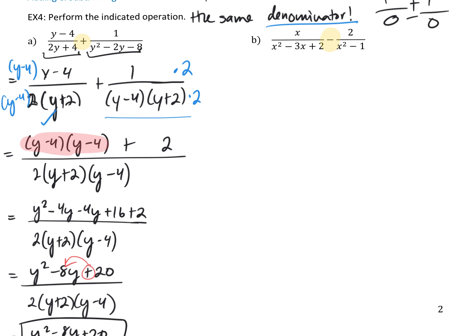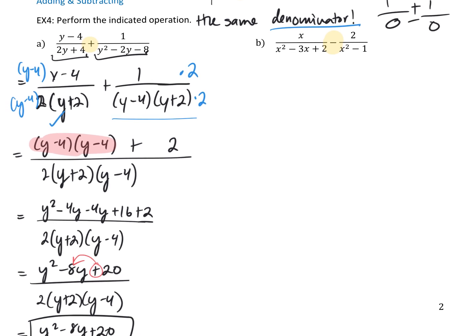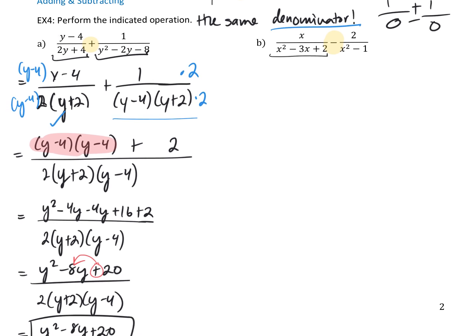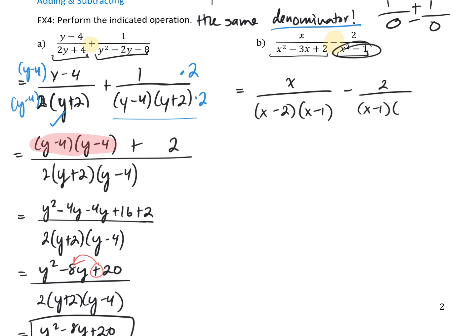Again, we're trying to subtract fractions, and in order to do that, we need what? That's right, we need a common denominator, and currently, these two look nothing alike. So again, what's my plan? Factor, and then build up to create a common denominator. So the bottom one, factoring that, that's going to be x minus 2 times x minus 1 over, and that's a difference of squares, x minus 1 times x plus 1.